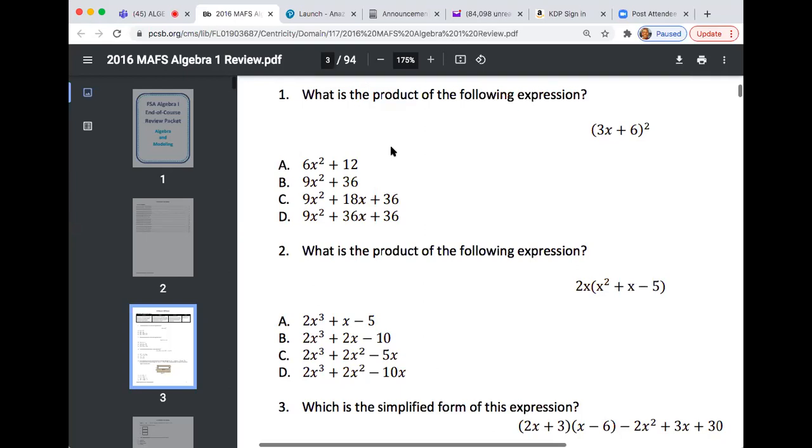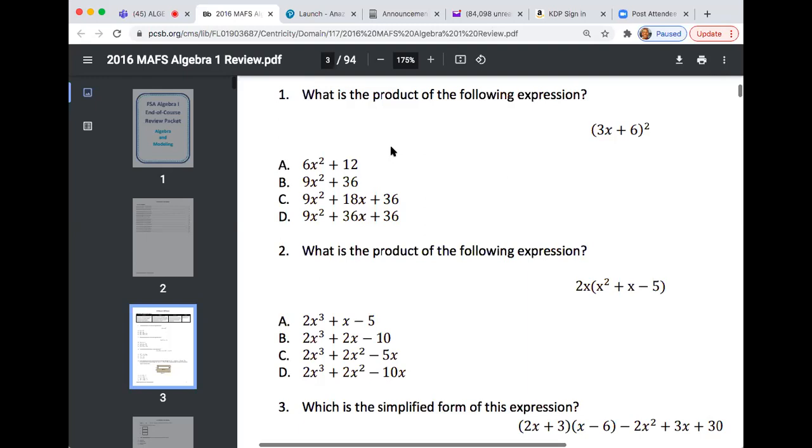Can I annotate directly on here? All right, hold on a second, guys. Let me get my annotation going. How do I annotate on here? Hold on a second. I'm trying to write on here, guys. Oh, there we go.